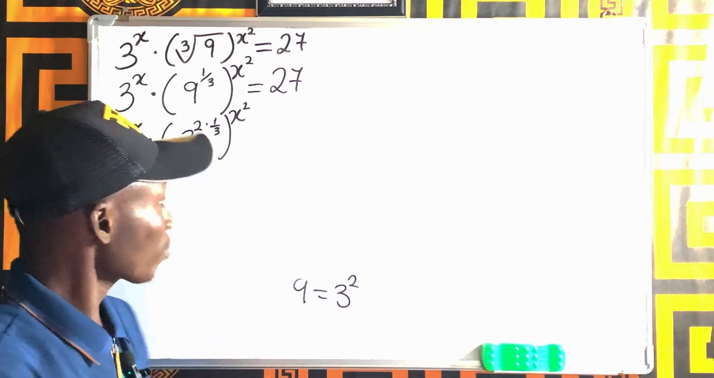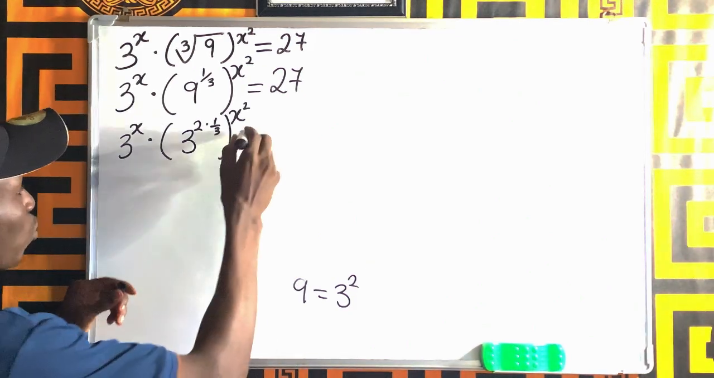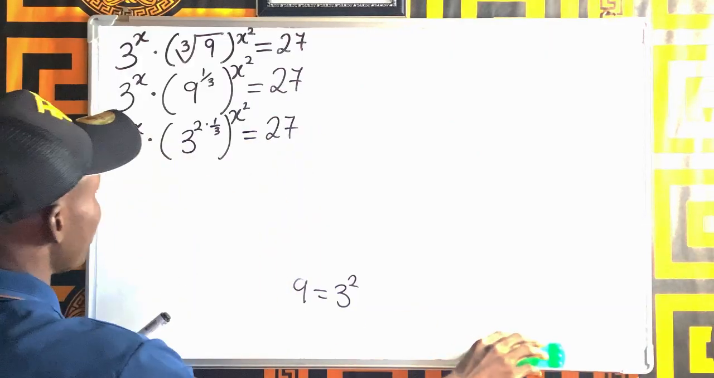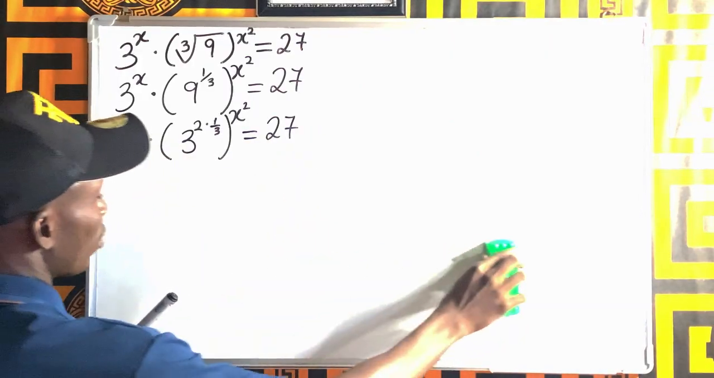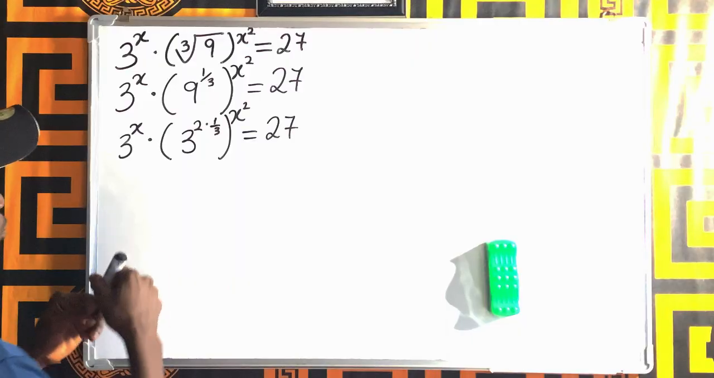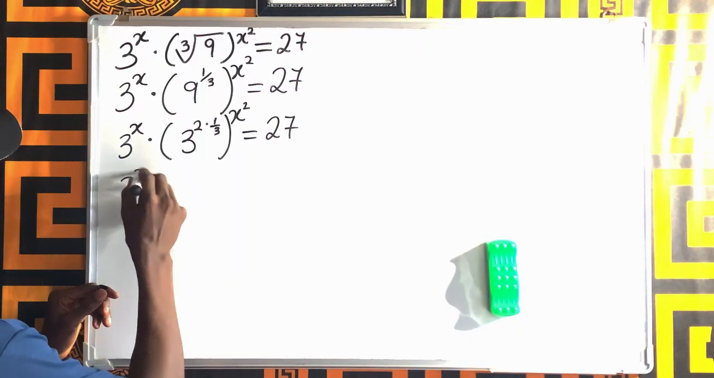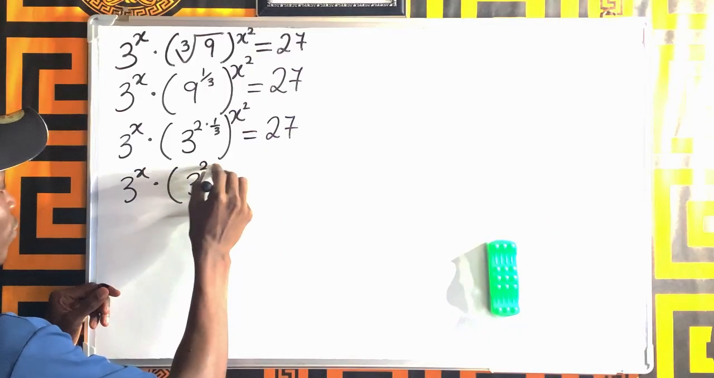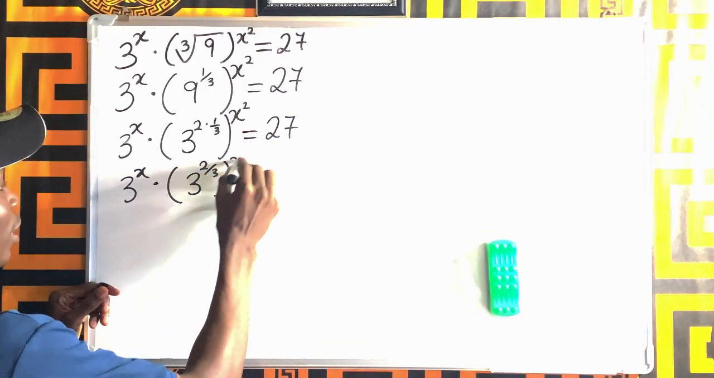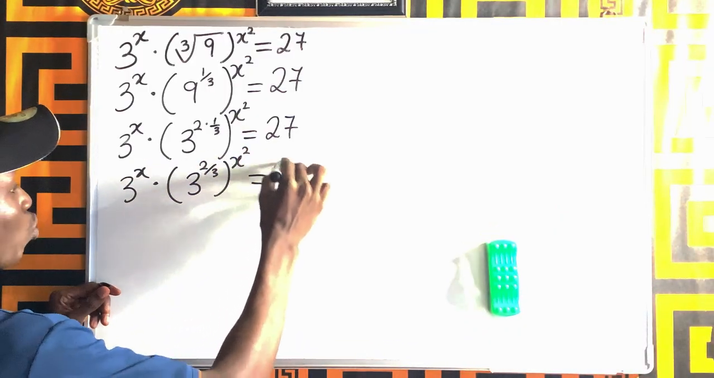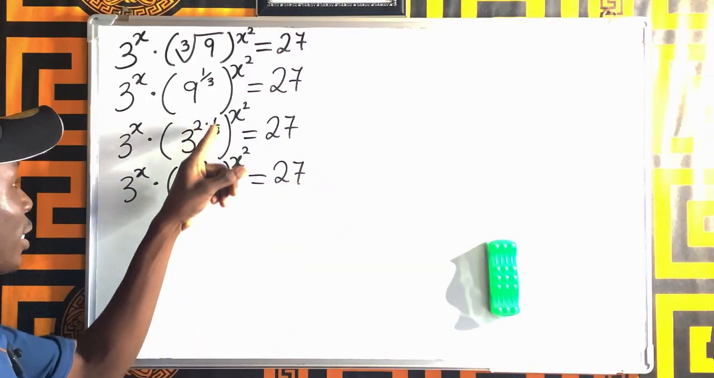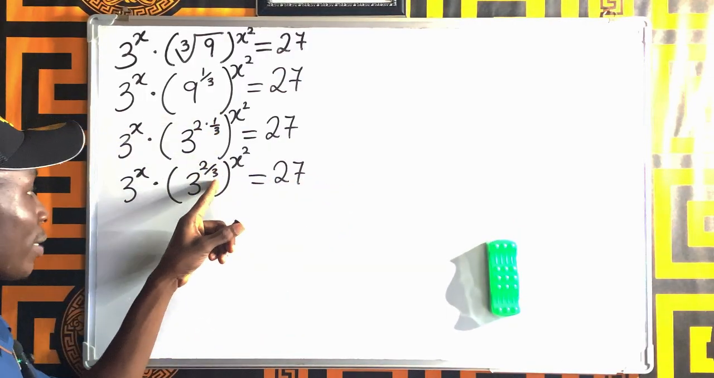Now everything is equal to 27. Wow, this is amazing, right? Now, at this point, this will give us 3 raised to x multiplied by 3 raised to 2 divided by 3, all raised to the power of x squared, is equal to 27, because 2 multiplied by 1/3 will give us 2 over 3.